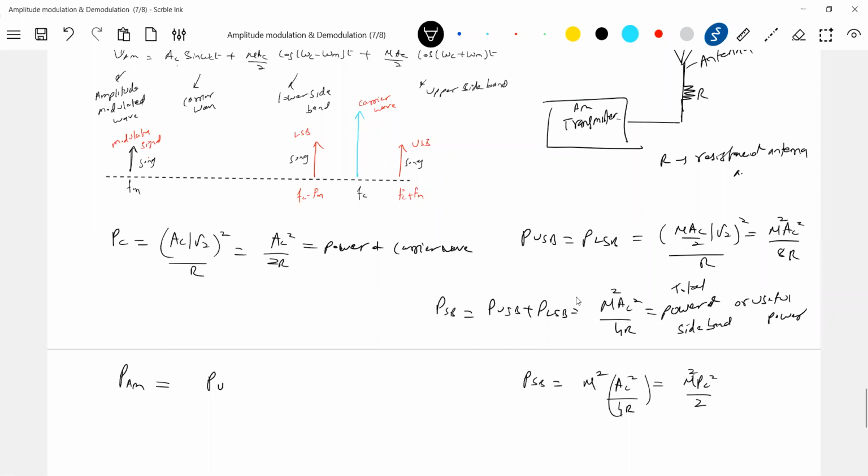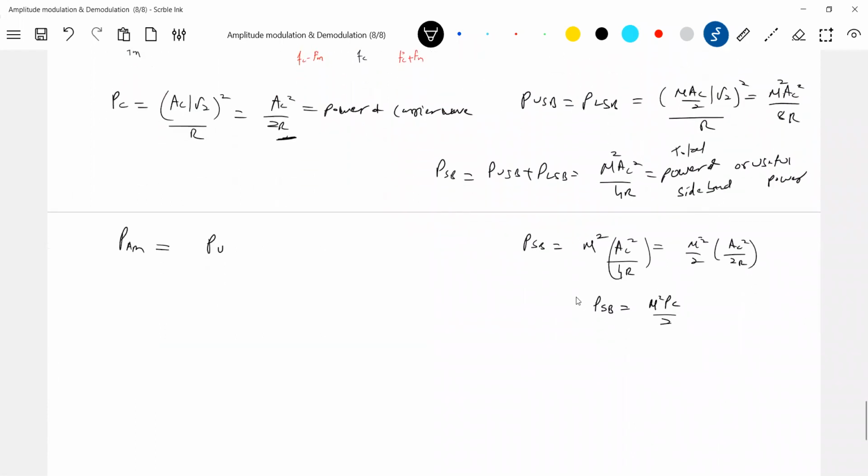Look, come for this one. Ac square by 2R, what can you write? Mu square by 2. The power of the sideband is like this: mu square by 2. So what is the power of the sideband in terms of the carrier? Ac square by 2R is what? This one, PC.